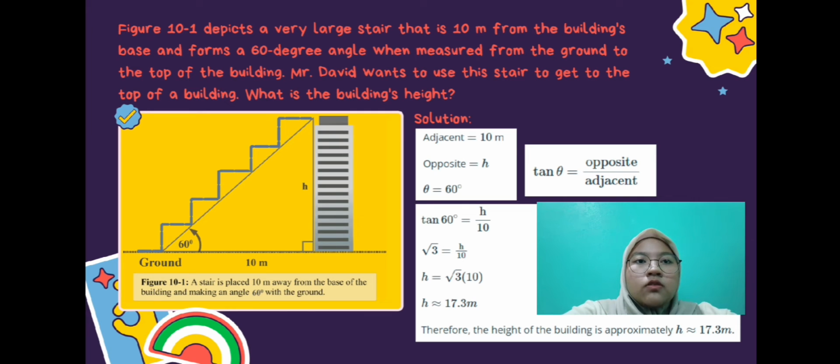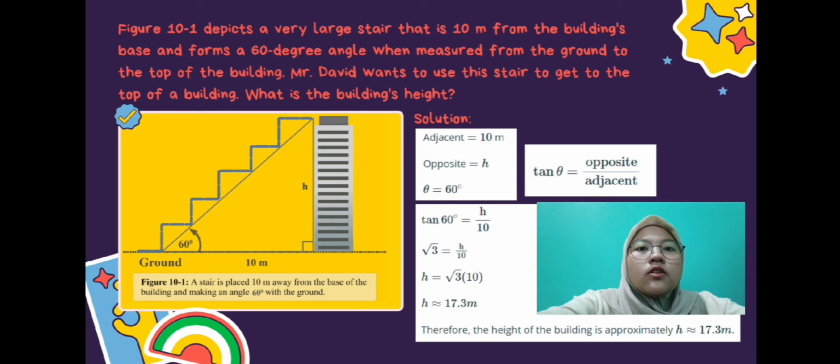Now, the next question. Figure 10-20 presents a very large step that is 10 meters from the building's base and forms a 60-degree angle when measured from the ground to the top of the building. Mr. David wants to use these stairs to get to the top of a building. What is the building height? So, the solution: adjacent is 10 meters and theta is 60 degrees. The height we assume is h.